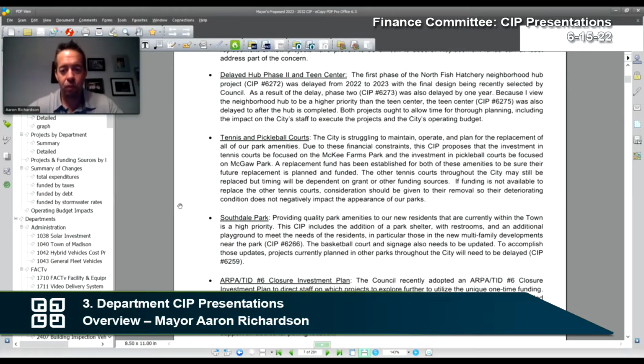So doing that. Yesterday I hinted at this, Southdale Park. We need to make that park nice. It is not nice right now.